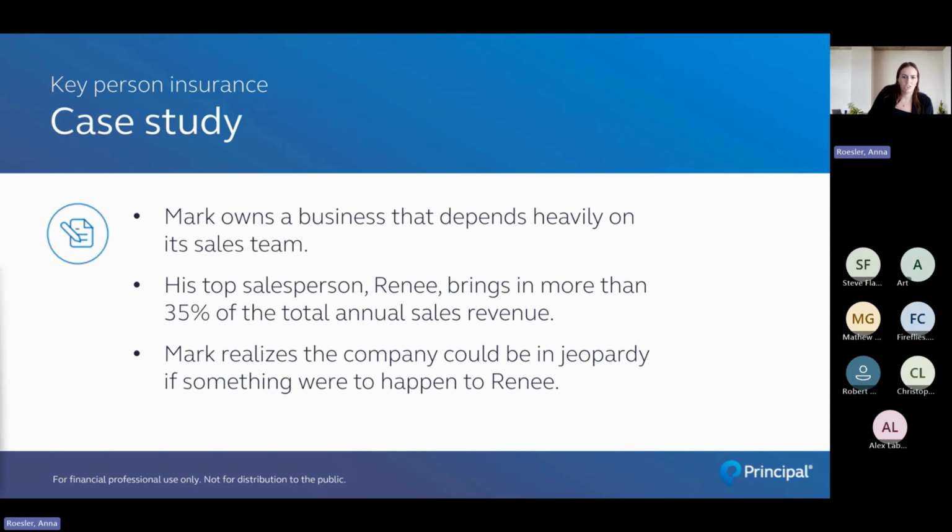So lastly, this is just a case study. This is Mark, who is a business owner, and he has a sales team that's very important to the business. His top salesperson is Renee, who brings in more than 35% of the total annual sales revenue. He identified Renee as a critical employee, that the company would be in jeopardy if something were to happen to her. So he works with his financial advisor to find a solution.